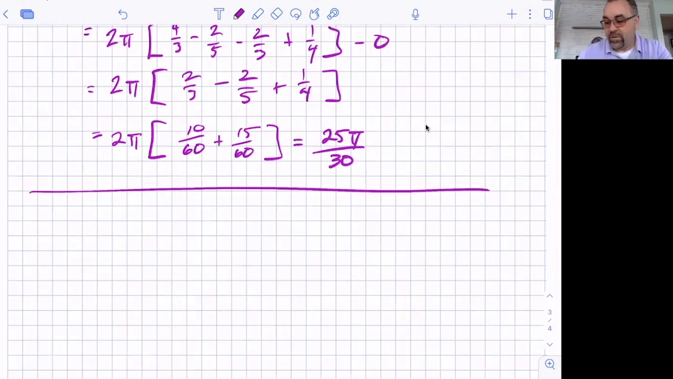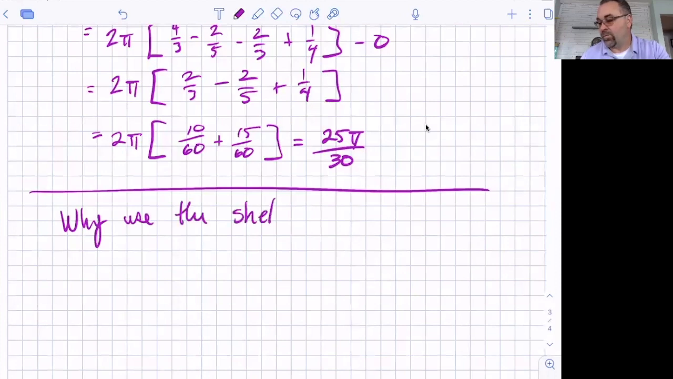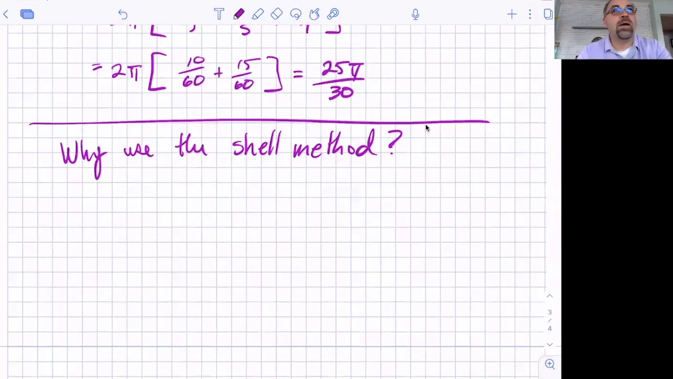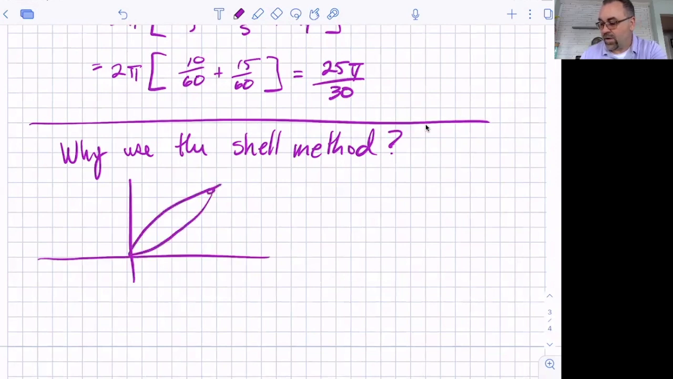So why would we do this? Why use the shell method? Well, I want to take a look at what the disc or washer method would have done with my original problem here. You see, if I had taken that same region that we're talking about here, and said, okay, we're going to revolve that around the y-axis.